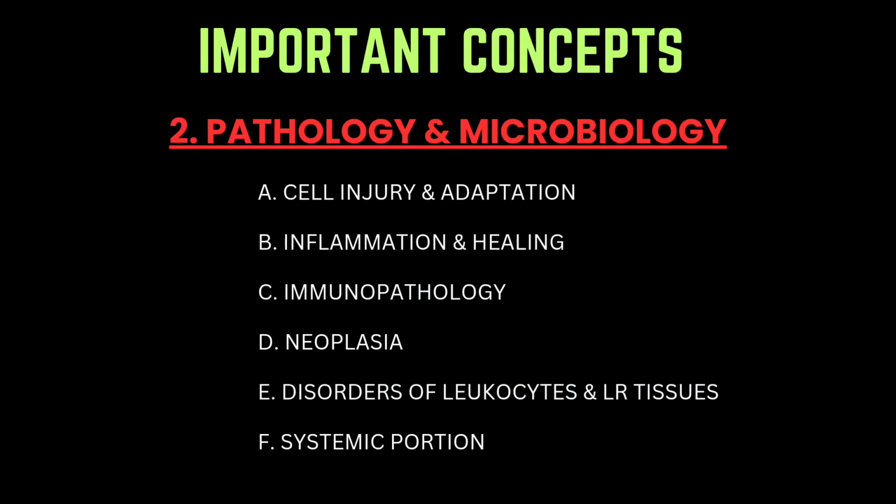Coming to pathology and microbiology, in pathology, the most important chapters include cell injury, cellular adaptations, inflammation and healing, immunopathology, neoplasia, disorders of leukocytes and lymphoreticular tissues, and other systemic chapters. The systemic chapters are already covered in the medicine part. And while reading pathology, you focus on concepts like what are the inclusion bodies in that particular disease, what are the important pathological findings, and also the pathogenesis of important diseases.